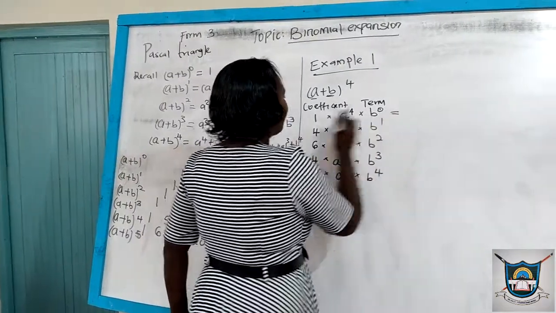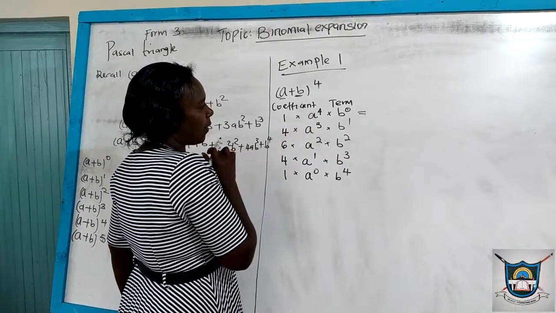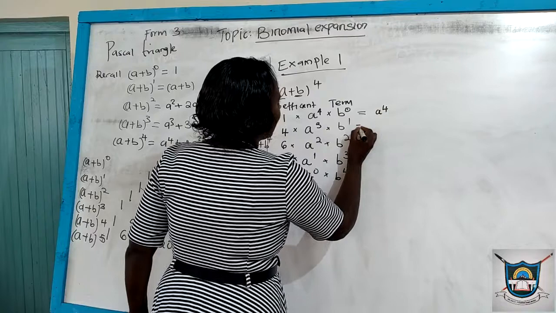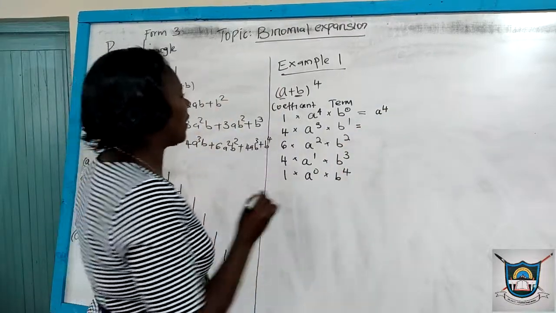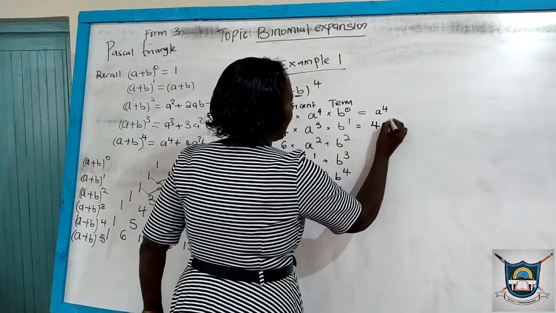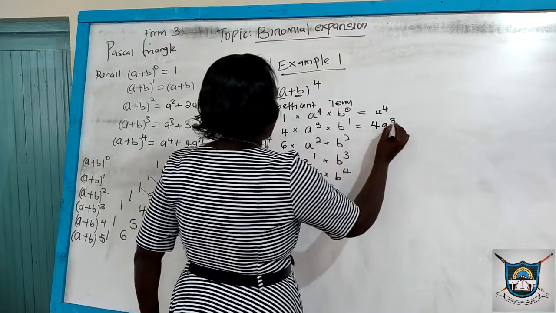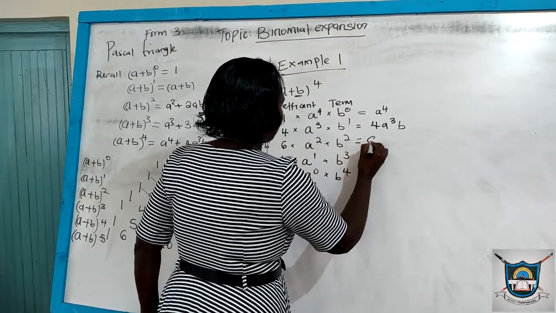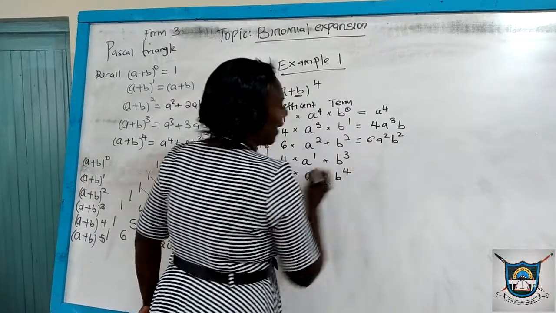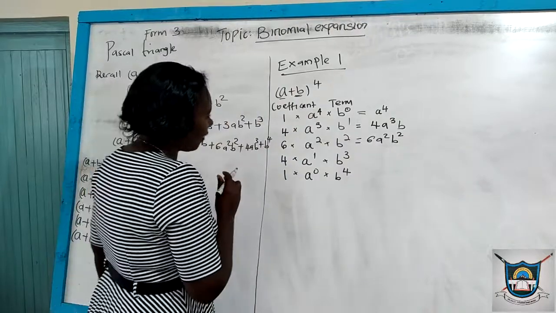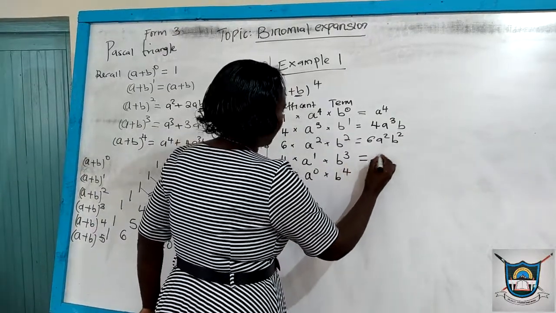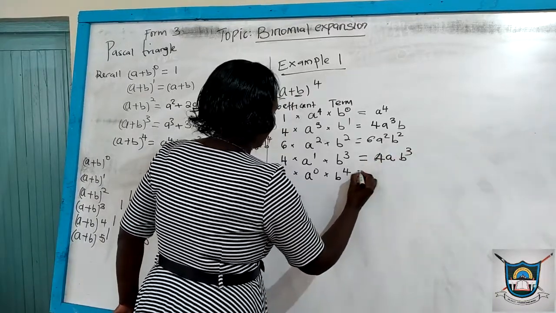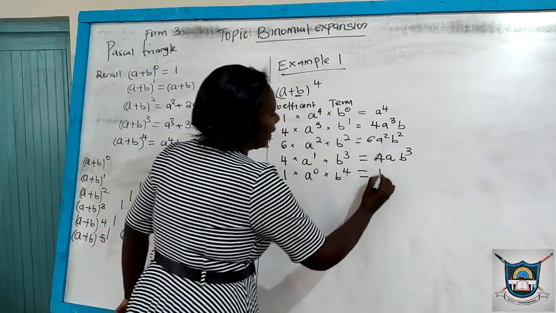If we multiply 1 times a to power 4 times b to power 0, any number to power 0 is 1. So our first one will be a to power 4. The second one will be 4 times a cubed b, so it's going to be 4a cubed b. The third one will be 6a squared b squared. If we multiply the fourth one, we have 4 times a times b cubed, which is 4ab cubed, and the last one will be b to power 4.